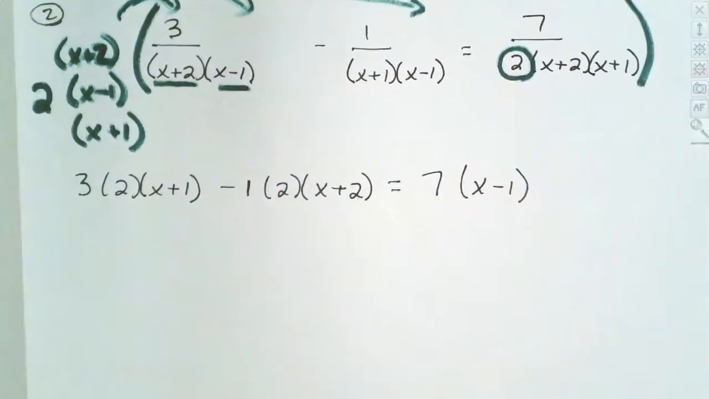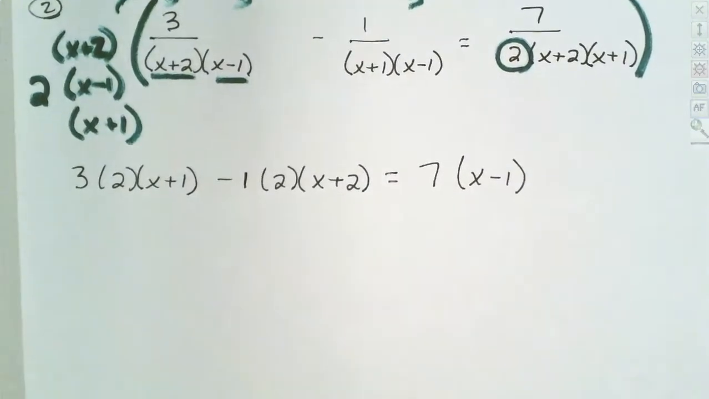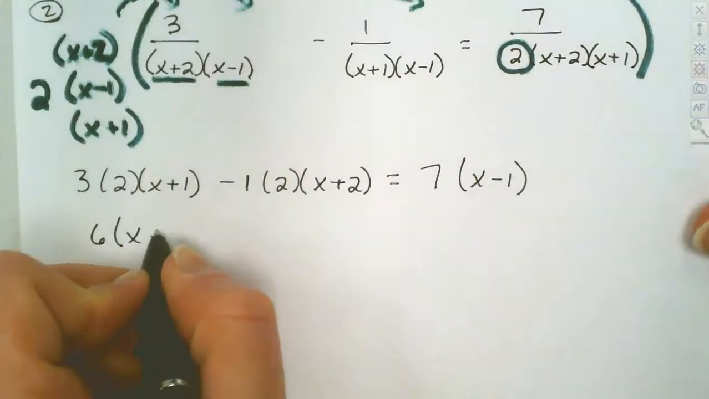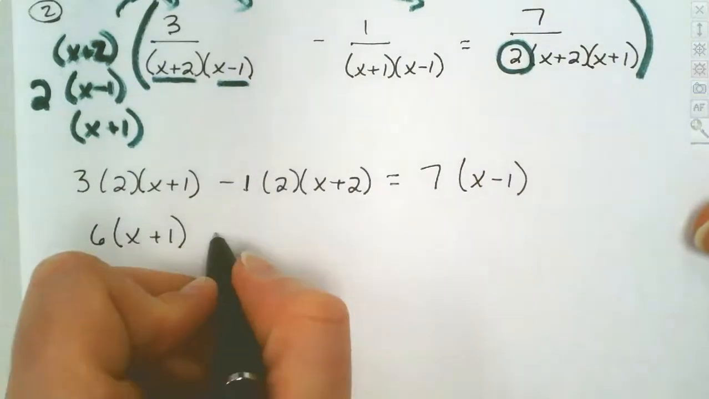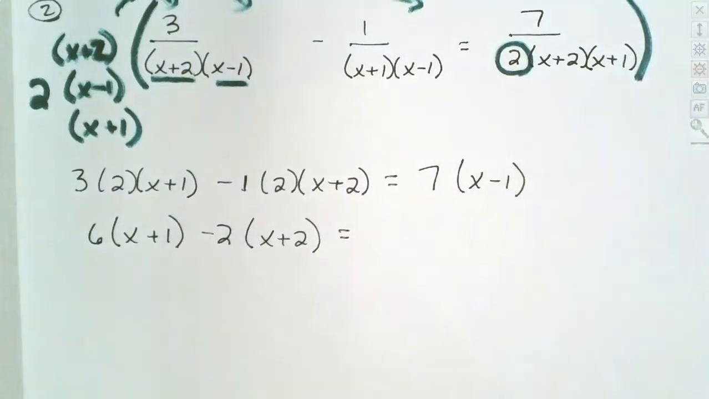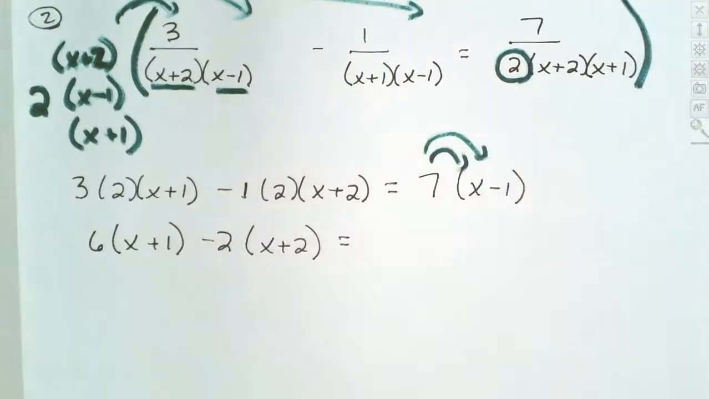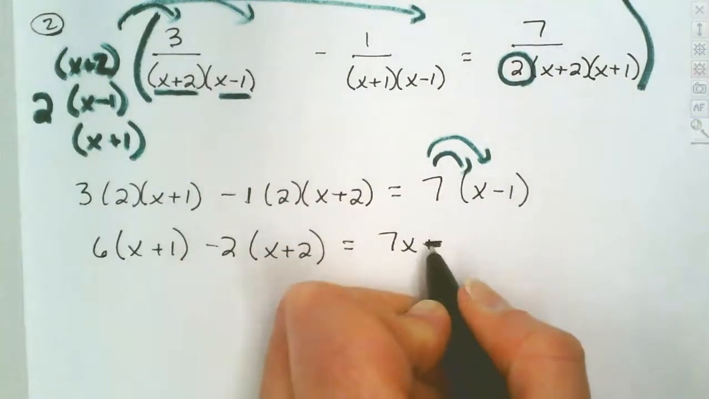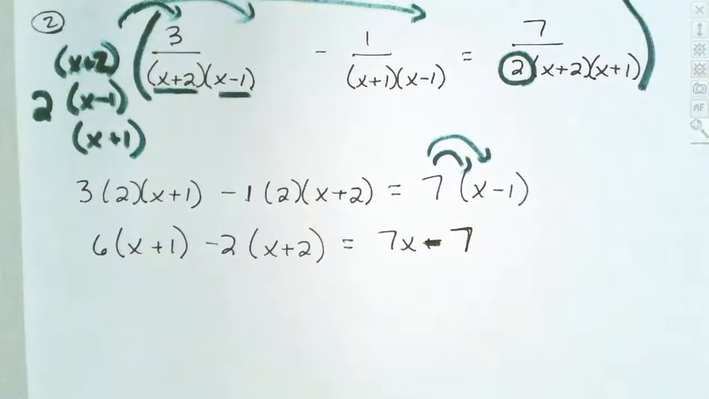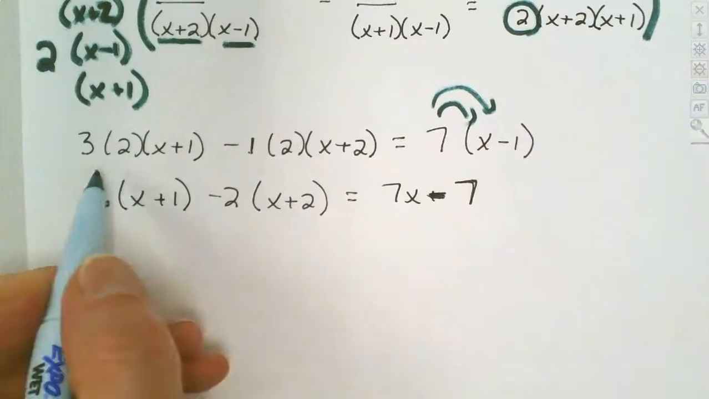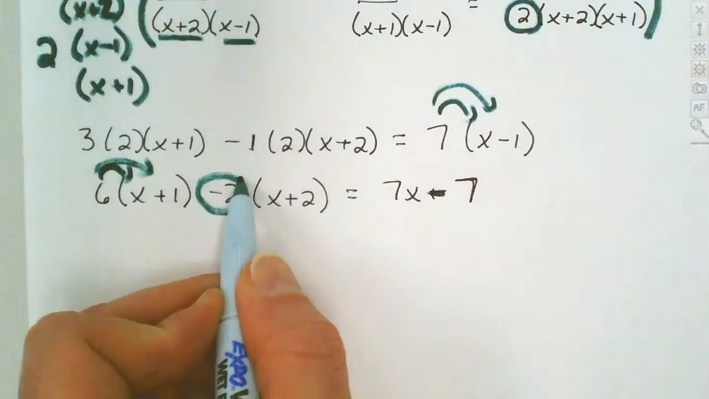Now we can finish it. So let's go ahead and combine like terms and distribute through. So 2 times 3, that makes it a 6 times x plus 1. Minus 1 times 2, that makes it a minus 2 times x plus 2. The other side, we'll go ahead and distribute that 7 through. And so on the right-hand side, that becomes a 7x, watch your signs here, minus 7. Okay, now we can distribute that 6 and that negative 2 through and simplify down our answer.